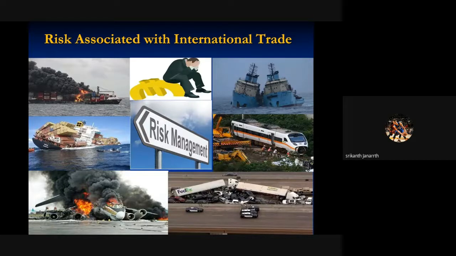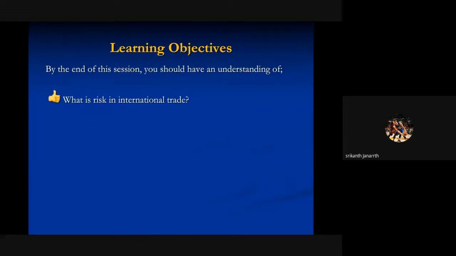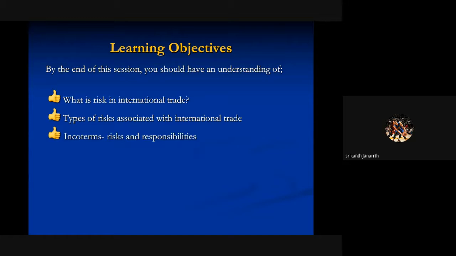So the learning objective for today, by the end of the session, is that you know what risk is involved in international trade, and the types of risk associated with international trade. We will look at the Incoterm risk. That is also one of the key areas, Incoterms, when it comes to responsibilities, risk transfer and the cost. These are key factors, especially the risk and the responsibility, more relevant in the risk management process, right? And mitigating factors, how to reduce the risk. You can't eliminate the risk, but how to reduce the risk, if at all, right? So we will be looking at mitigating.